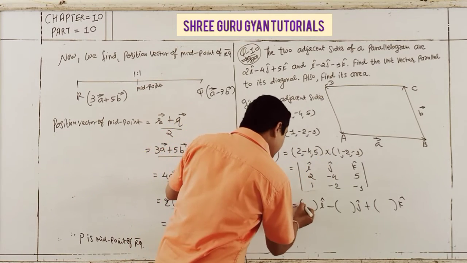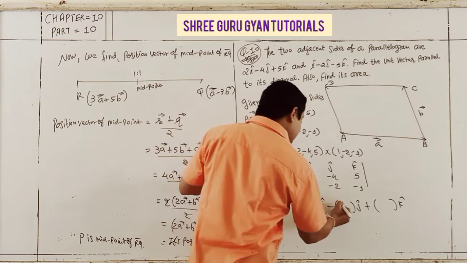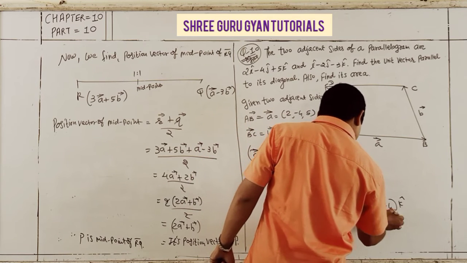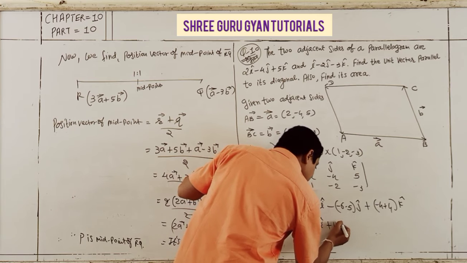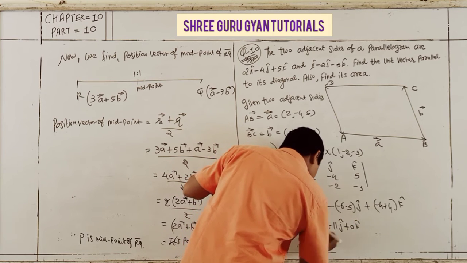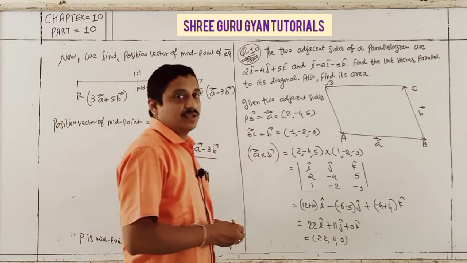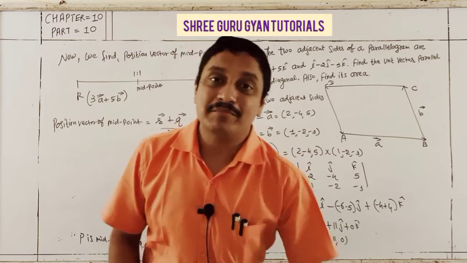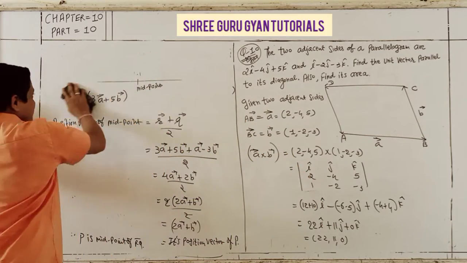4 times 3 is 12 plus 5 times 2 is 10. Second, minus 6 minus 5, and last, minus 4 plus 4. It will be 22I plus 11J plus 0K. It means 22, 11, 0. And now you will take common 11 and take its magnitude value, students. Easily you will define that.